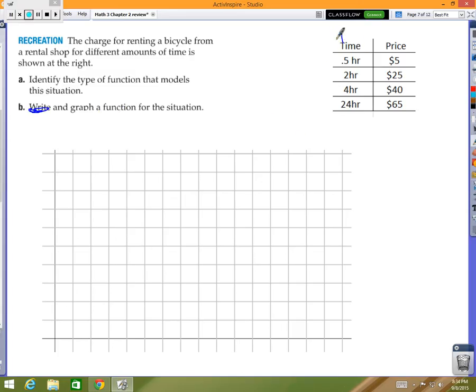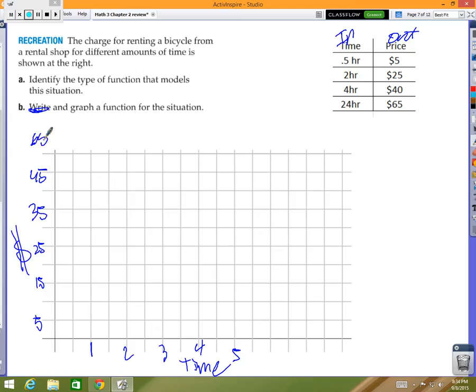So time, this is what we're plugging in. And the input is always this x-axis. So this is time, and this is what it's spitting out. So price, this is money. Our time is measuring half hour, so let's call this 1 hour, call this 2 hours, call this 3 hours, call this 4 hours, etc. And then our money, maybe I can go by fives. So I'll go by 5, 10, 15, 20, 25, maybe not, 35, 45, 65 is going to be at the very top.